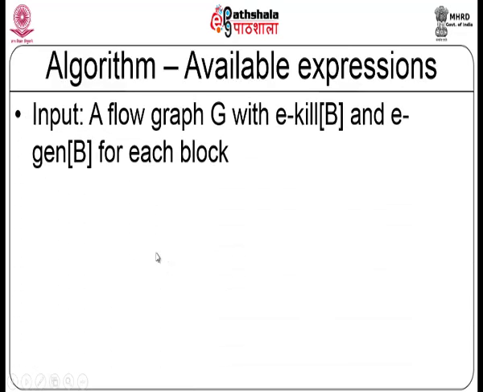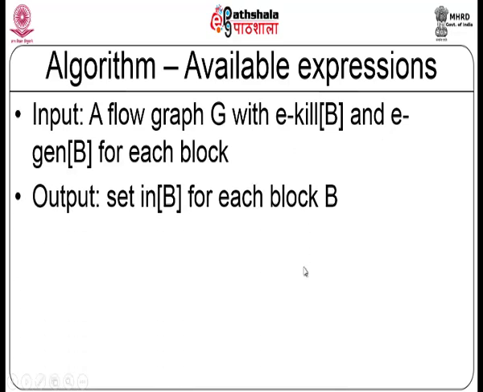Now, again the input to this is a flow graph G with E kill of B and E gen of B for each block, and the output will be the set in of B for each block B.